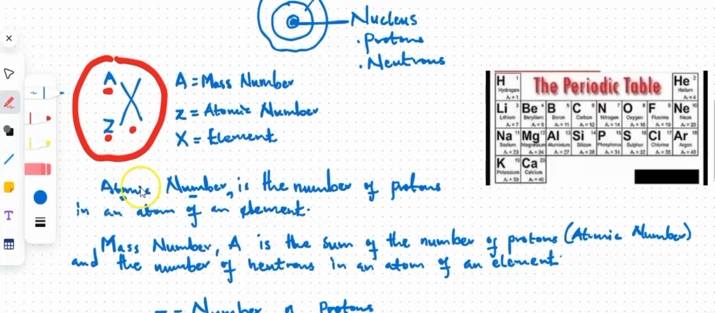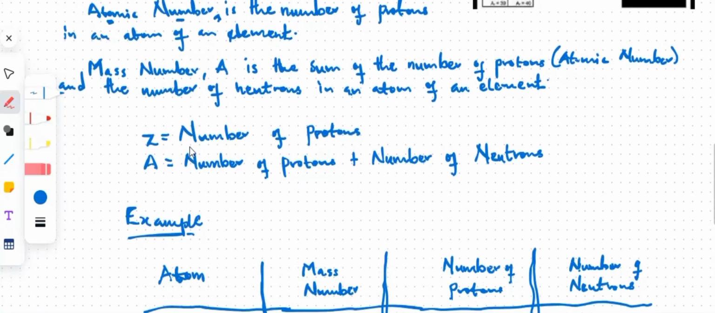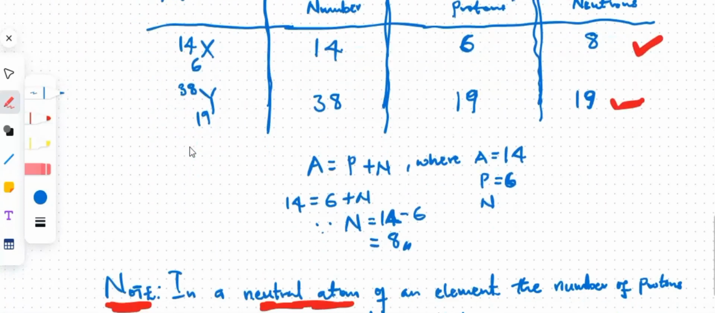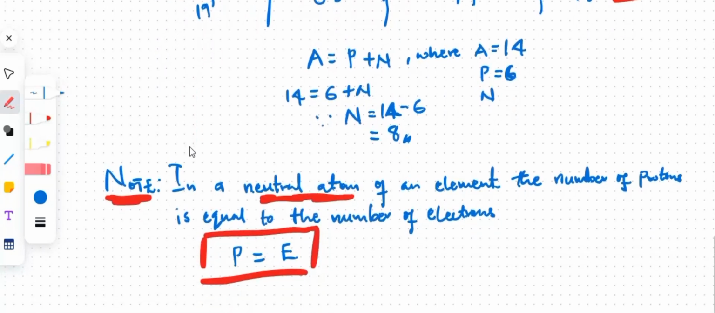Next we define what atomic number is. We say atomic number Z is the number of protons in an atom of an element. Then we said mass number A is the sum of the number of protons and the number of neutrons in an atom of an element. Then we moved on to some calculations. And lastly, we said you should take note that in a neutral atom of an element, the number of protons is equal to the number of electrons.